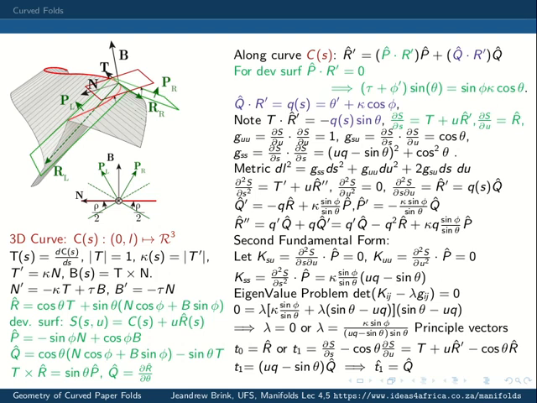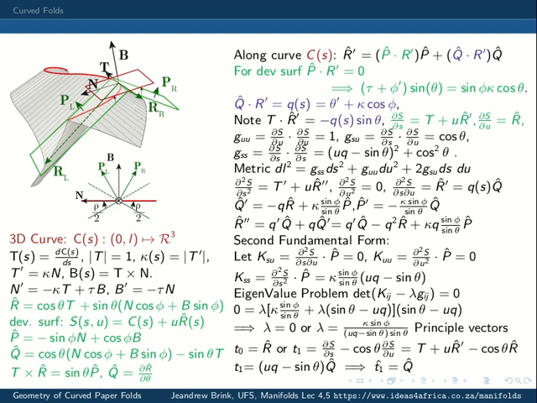Now I take this paper and I bend it, and basically the radius of this circle has become smaller, and therefore the curvature has become larger, and so that curvature will always be bigger than the curvature of the flat circle.